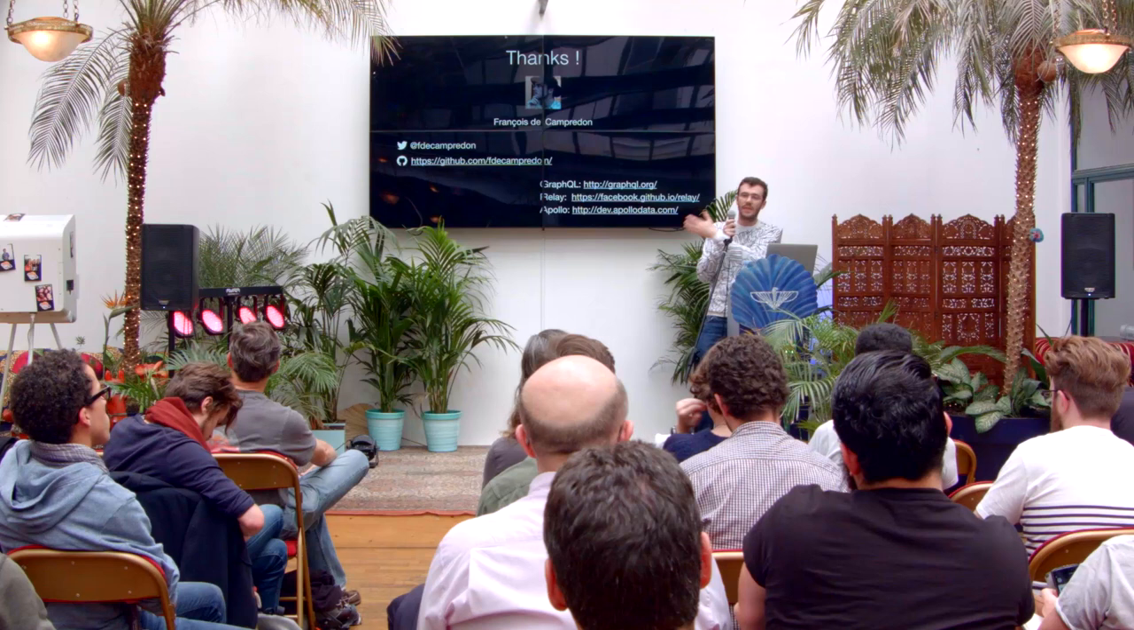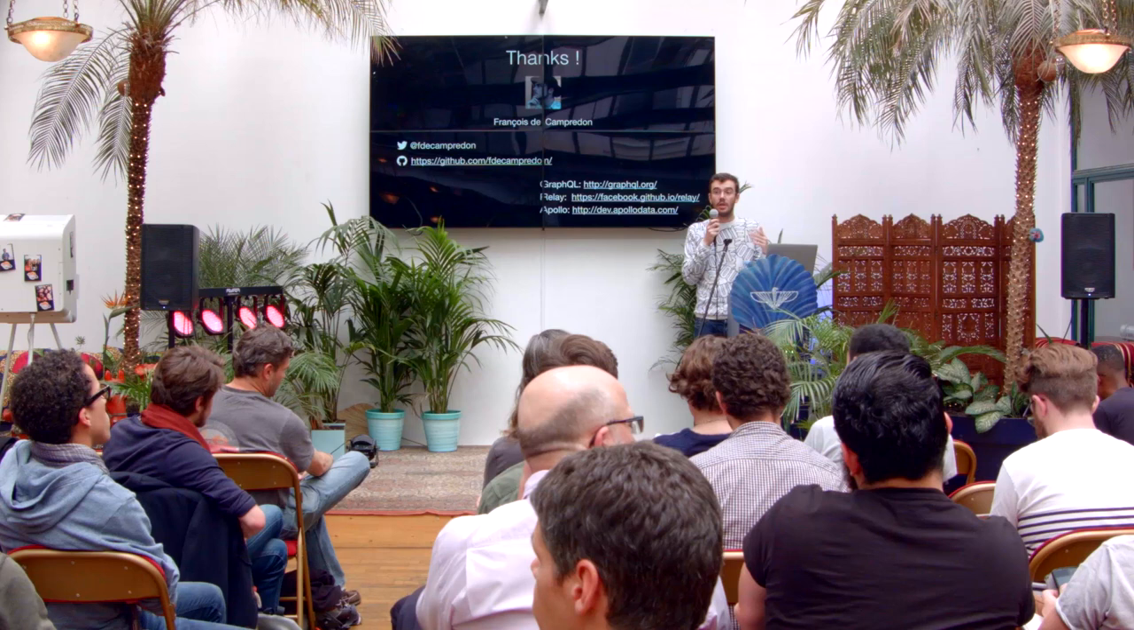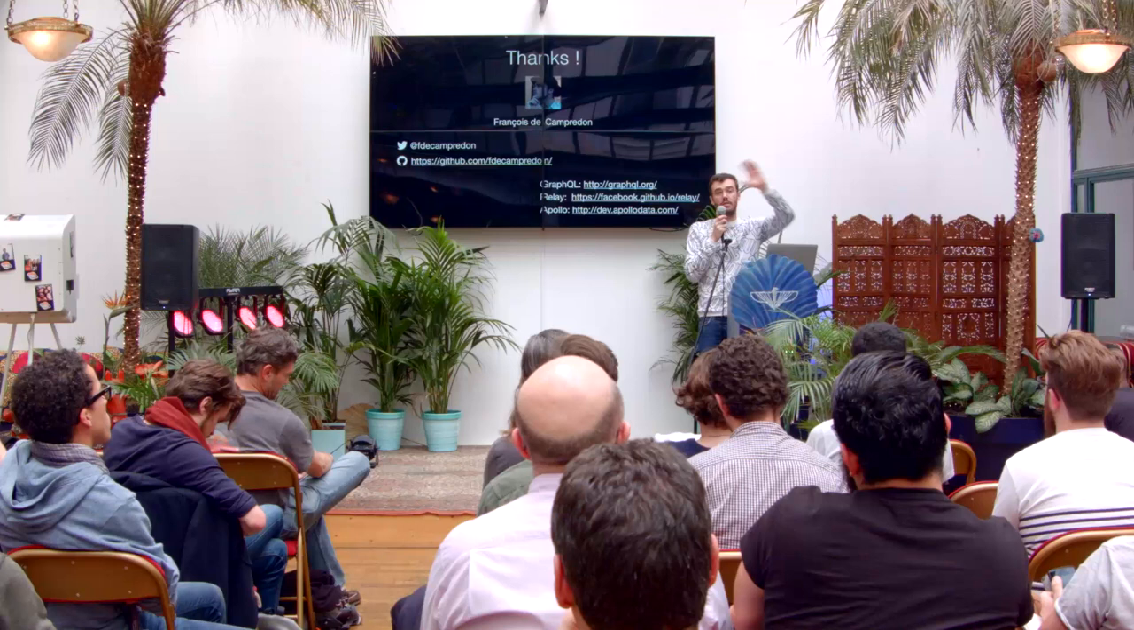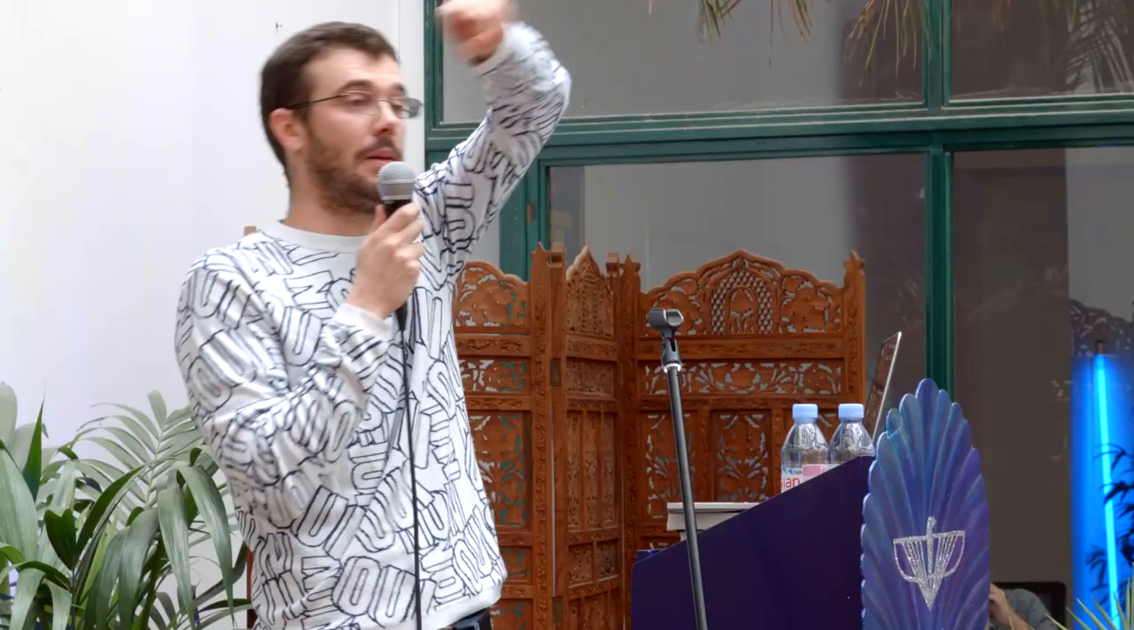Netflix uses Falcor, which is not the same as GraphQL but has many points in common. They have a microservices architecture, but they have a Falcor server in front of every microservice, and when they make a query, it will call the different services.